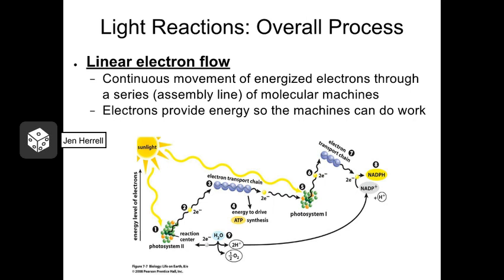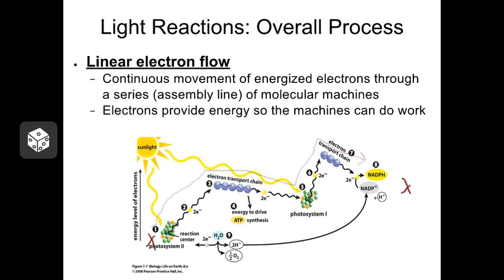Here's a simplified version of the machines of the light reactions. First, let's remember the purpose of these machines. The purpose of the light reactions is to capture the energy of sunlight in molecules such as ATP and NADPH. Now, how do the machines accomplish this? Well, notice that they are an assembly line. Each machine within this chain is connected both physically and energetically to the machines around it. So in order for this chain to work, we need a constant flow of energy from the beginning all the way to the end.